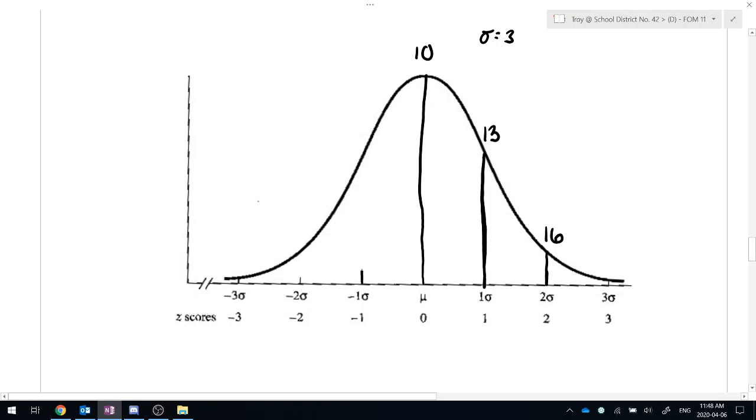Same thing if we're moving to the left. That would be a value of 7. The data point would be 7, and because it's one standard deviation to the left, it would have a z-score of -1. The z-score simply is how many standard deviations away from the mean the data point you're referring to is. I'll say that again: the z-score is just how many standard deviations you are away from the mean. That's it.